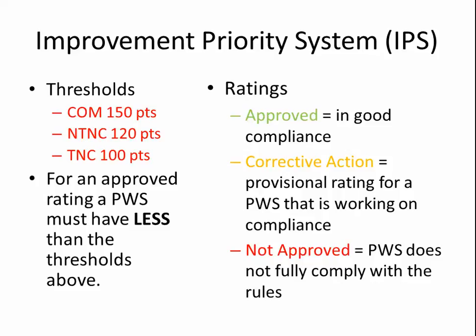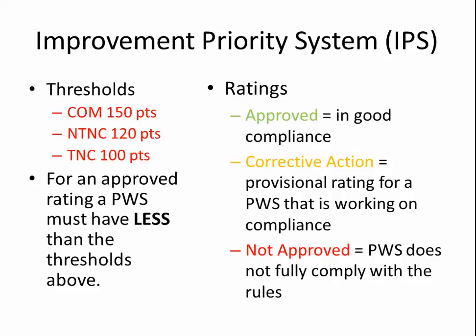If you're a community system, you have to have less than 150 improvement priority system points. If you're a non-transient non-community system, you have to have less than 120 points. And for a transient non-community system, you have to have less than 100 points. So if you have less than the threshold according to your system type, then you will have an approved rating. There's also not approved. If you go over, you will be rated not approved.